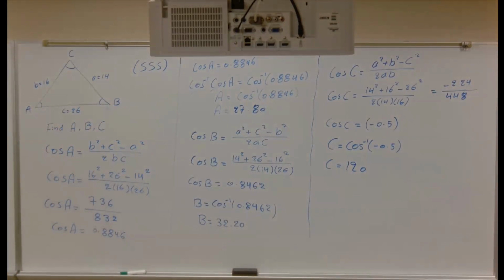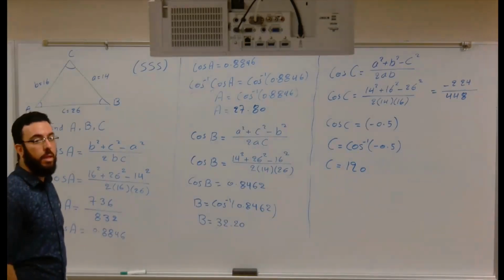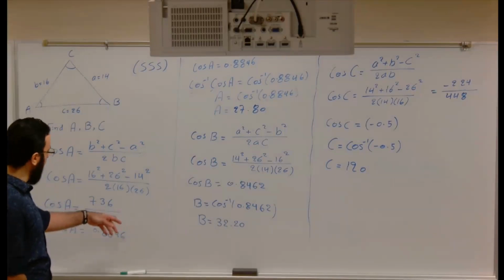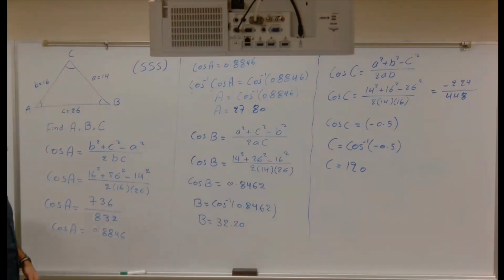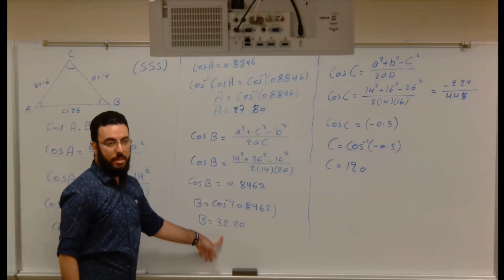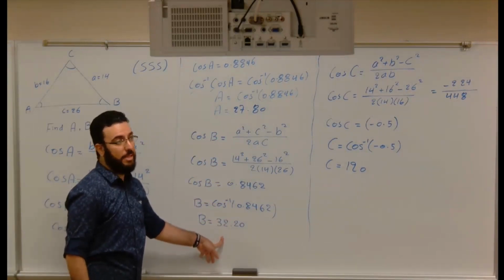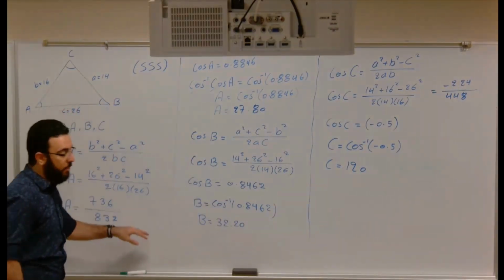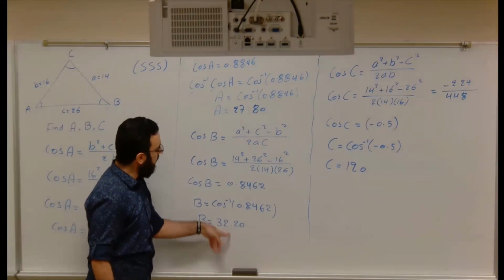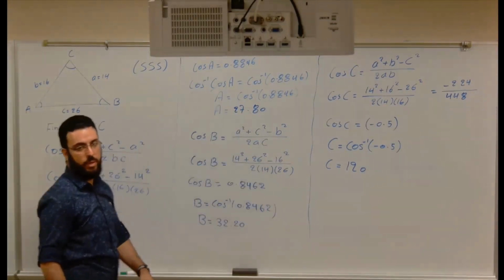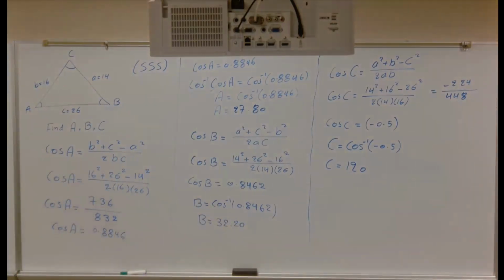Always you're going to do exactly the same steps. To find C, can you just subtract A and B from 180? You can do that, yes. Because the addition of 3 angles is going to be 180. You can say 180 minus B minus A, and the result is going to be also 120. That's also good.